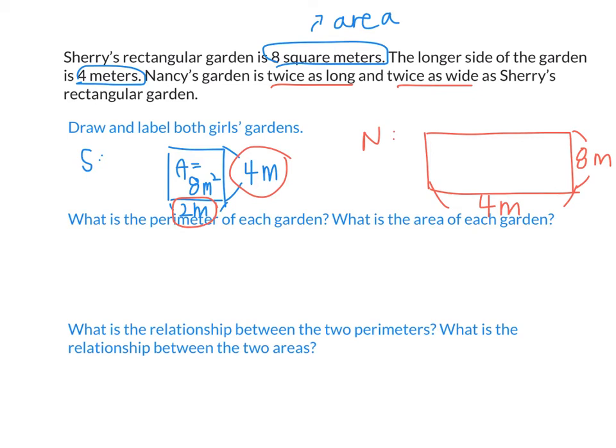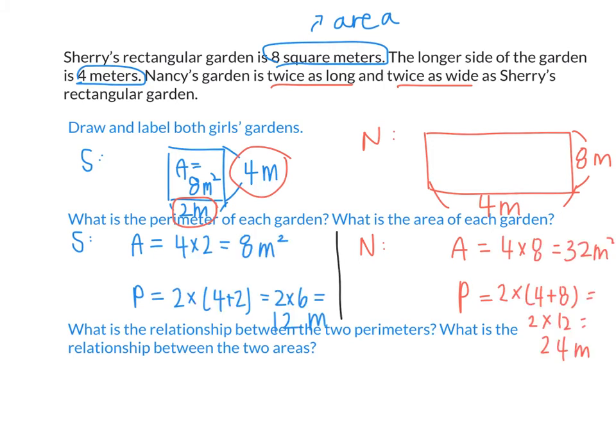The next part of the question asks me to find the perimeter of each garden and the area of each garden. Okay, so I'm going to divide my workspace in half, and over here I'm going to write down the area of Sherry's and the perimeter of Sherry's, and over here I'm going to set up my workspace so I have Nancy's garden. I'm going to write down the area of Nancy's garden and the perimeter of Nancy's garden. Pause the video right now and see if you can calculate the area and the perimeter of each girl's garden.